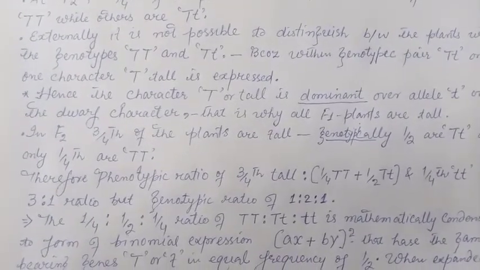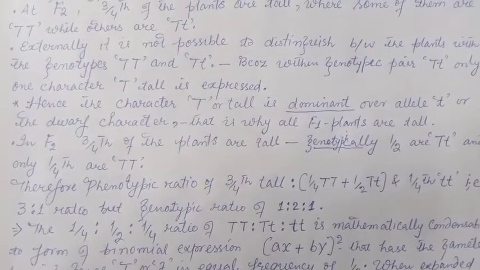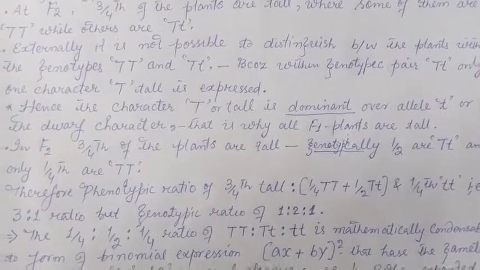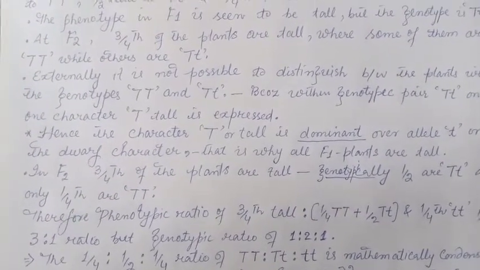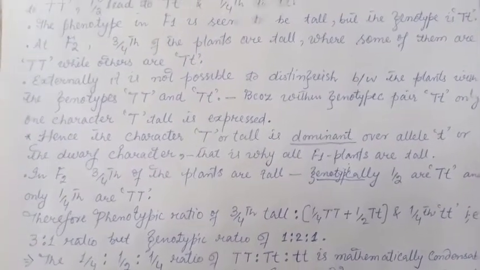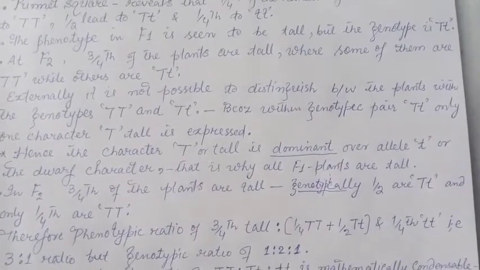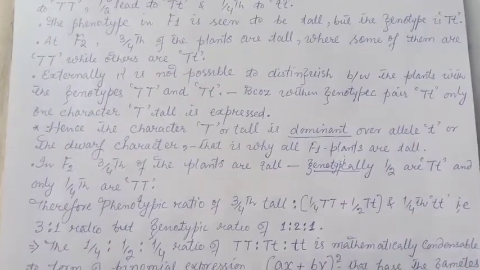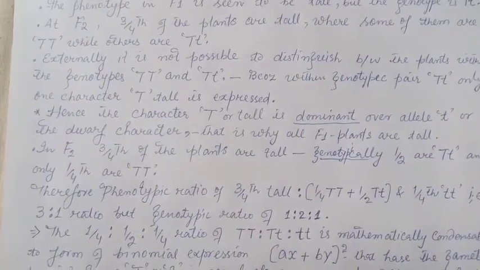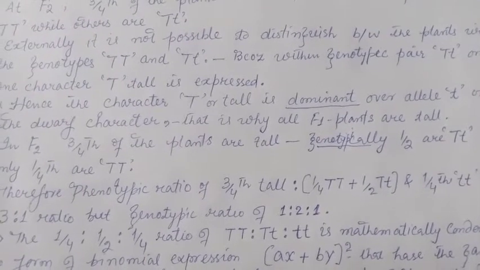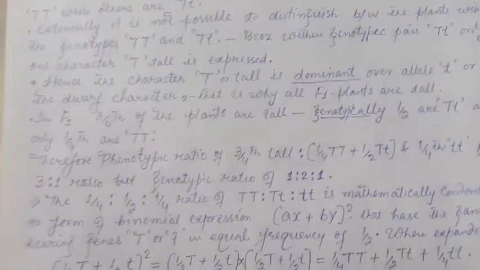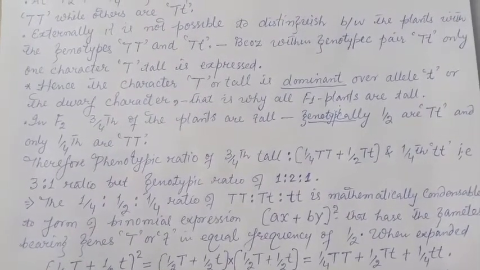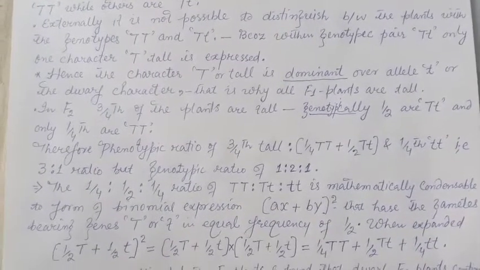Therefore, out of 4 plants, 3 are tall phenotypically, with 1/4 pure tall, 1/2 hybrid tall, and 1/4 pure dwarf. That is a 3:1 ratio phenotypically, but the genotypic ratio will be 1:2:1: 1 for pure tall, 2 for hybrid tall, and 1 for pure dwarf. Hope you understand this. The 1/4:1/2:1/4 ratio of capital T capital T, capital T small t, and small t small t is mathematically condensable.